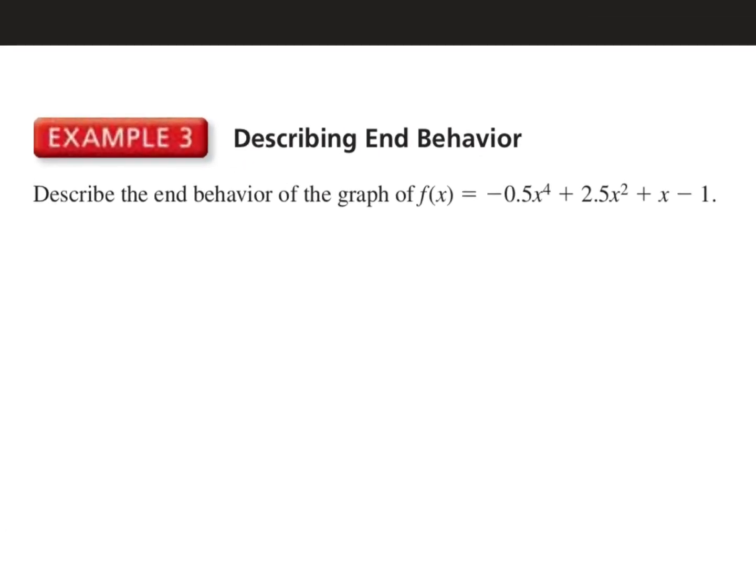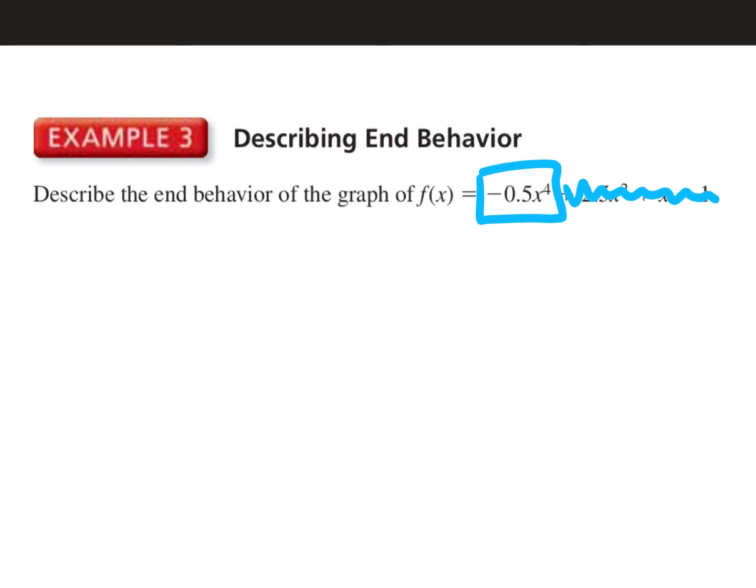All right, so for example 3, we're going to describe the end behavior of the graph. When we describe the end behavior, we only look at the highest degree. So which term here has the highest degree? The negative 0.5x to the 4th power, so this one. Everything else does not matter. So we're only looking at this one to describe the end behavior.